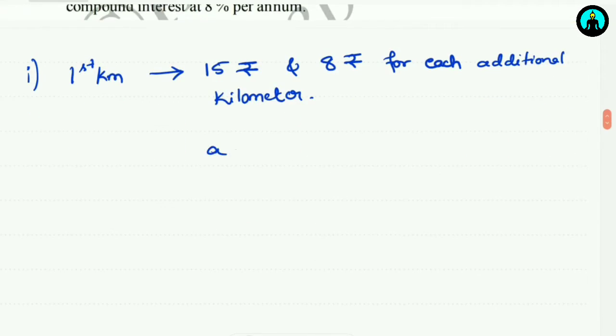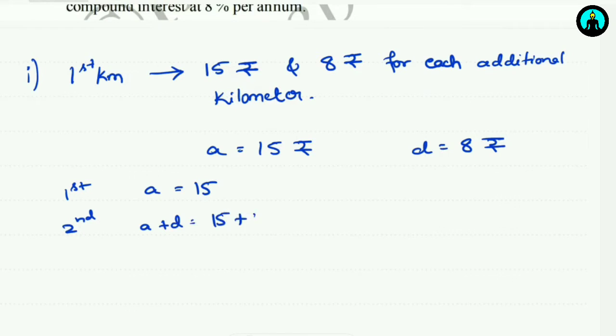The taxi fare for the first kilometer is rupees 15 and rupees 8 for each additional kilometer. So we can take A as 15 and D as 8. By the general form of AP, that is A, A plus D, A plus 2D, we can get the series for this problem. A is 15, so the second term A plus D is 15 plus 8, which is 23. The third term A plus 2D is 15 plus 2 into 8, which is 31.